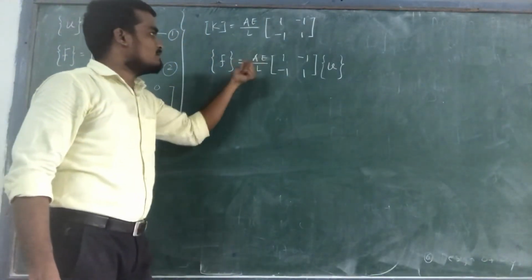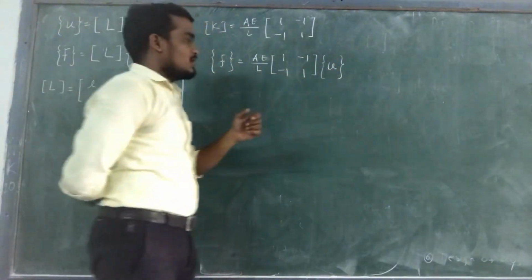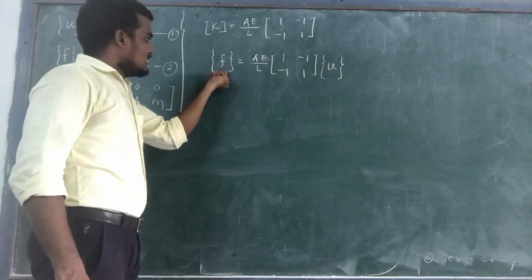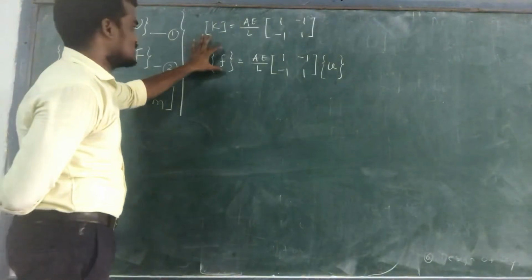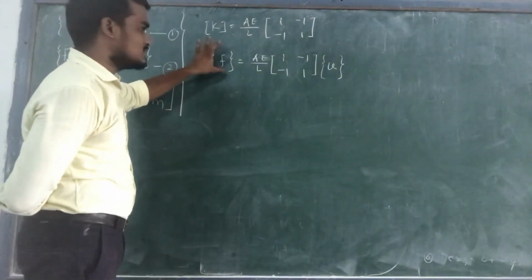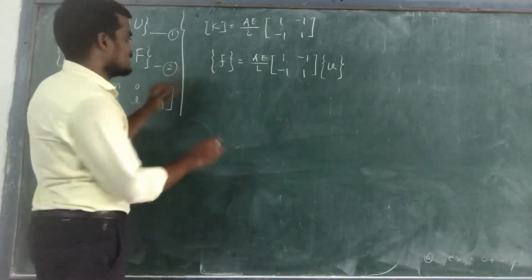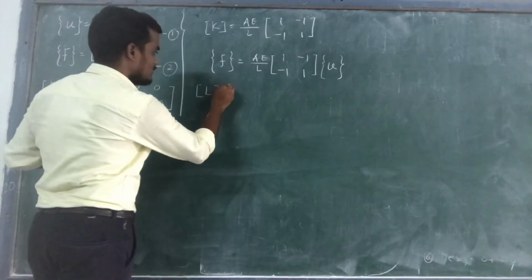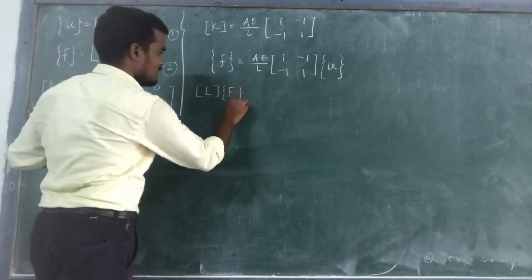F is equal to AE by L into [1 -1; -1 1] into u. Now from equation 1 and 2 we can write F and U. From this second equation we can replace this small f by L into capital F. So from the second equation we can write L into this capital F.